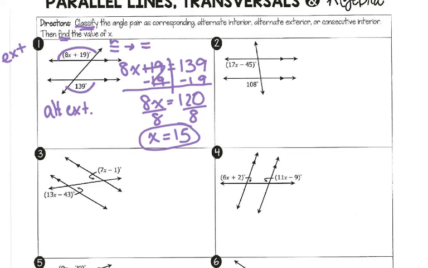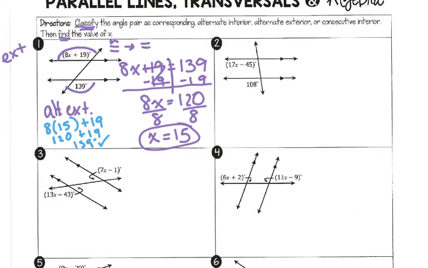Now what you can do to check to make sure that you did this correctly is plug it back in to the original equation or the original expression. So I could plug this into 8x plus 19, because if I do 8 times 15 plus 19, that should give me that 139 degrees. So 8 times 15 is 120 plus 19, which does give me the 139 degrees. So that's a good one. Whenever you're solving for the variable and you know your angle measures, it's always good habit to check your variable to ensure that you are correct.